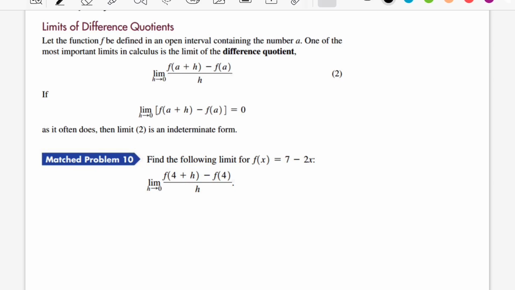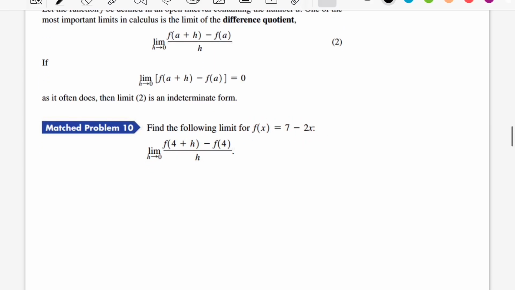And we'll learn more about the difference quotient as we move along in this course, but I did want to just bring it up and show you guys how we can find the following limit. So we want to find the limit for this difference quotient given of our function f of x here. So first, what I'll do is I'll figure out what the numerator is. So f of 4 plus h. So all we got to do here is plug in 4 plus h wherever we see an x in our function.